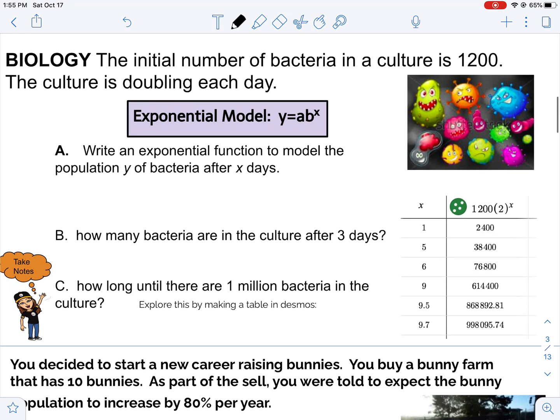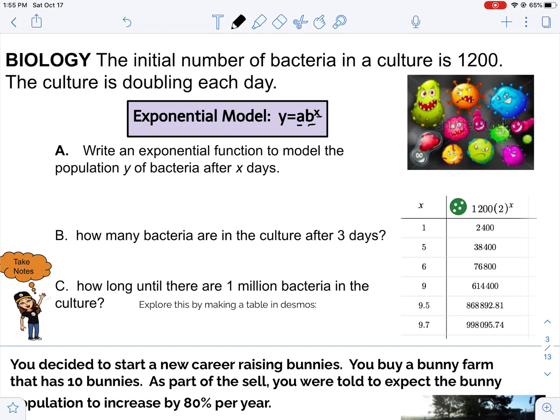So let's take a look at how one of these might work. Here's a kind of a basic one. We are going to use this exponential model where we have an initial amount, and then we have our growth factor, and then we have our x in the exponent, which in this case is going to be time. We have the initial number of bacteria in a culture is 1200, and the culture is doubling every day. So we're going to write an exponential function to model this.